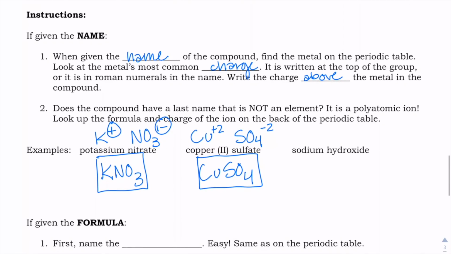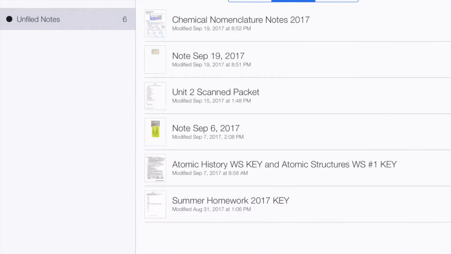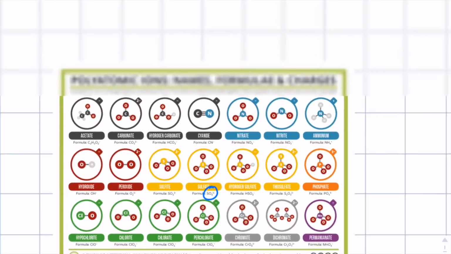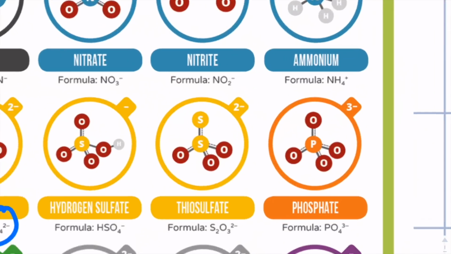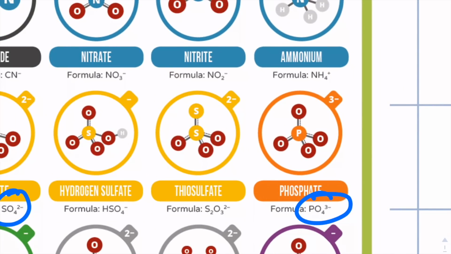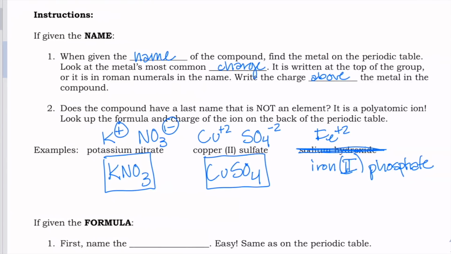Alrighty. I didn't pick any that have parentheses, so I'm just going to add something in. So scratch out your sodium hydroxide and we'll try something else. Let's do iron 2. We'll do phosphate instead. So iron 2 and phosphate, let's see if it's on this chart. If not, it's on the back of your periodic table. Phosphate, oh, there it is.